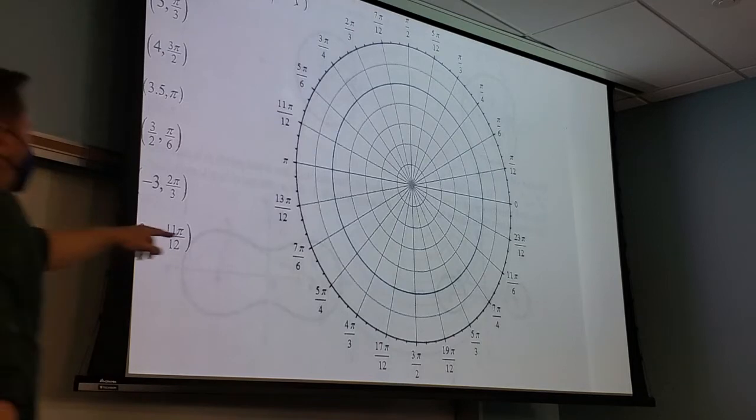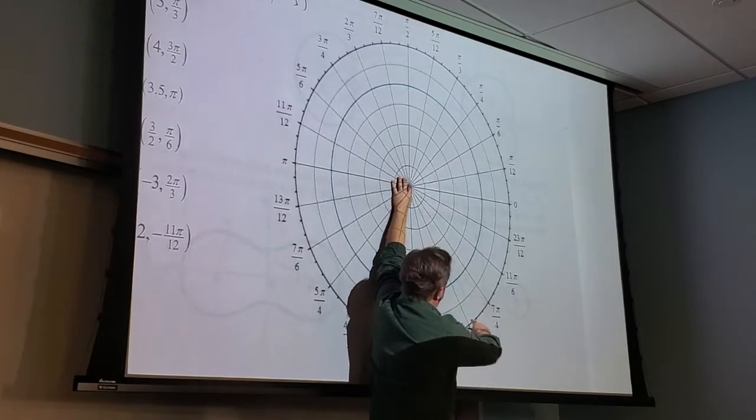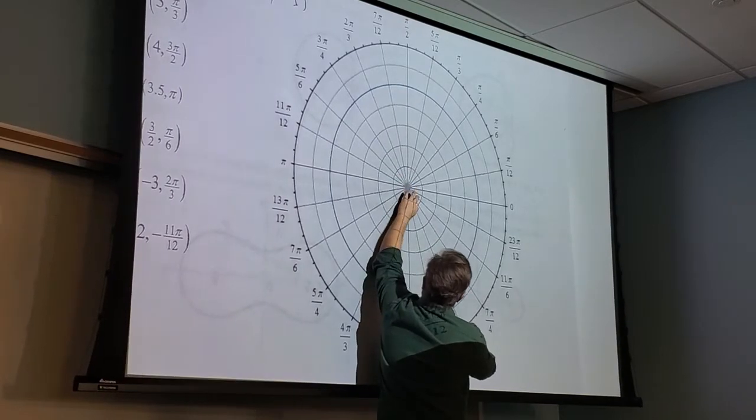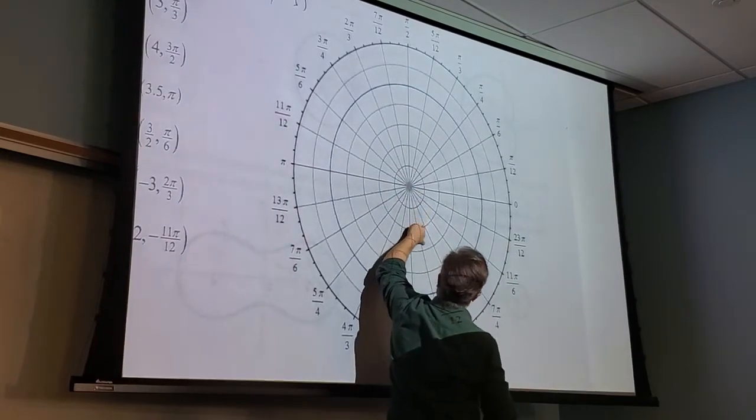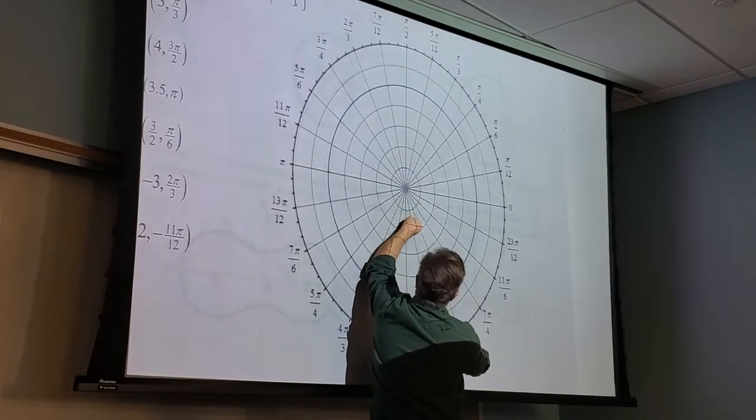So I want to face 5 pi over 3, and I want to go out 2 steps. Is that the right one? Yes. I'm too close to this thing. So I want to face 5 pi over 3. I'm going to go 1, 2 steps out. So there it is.